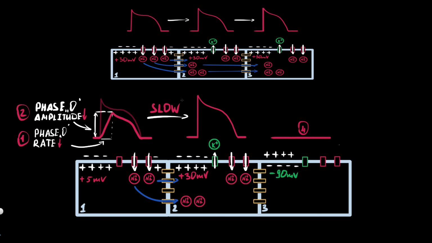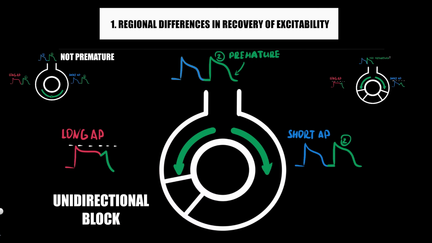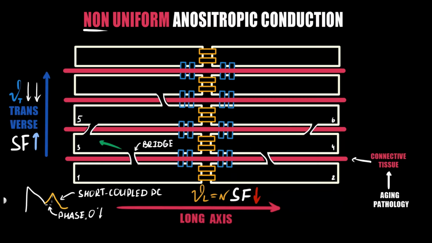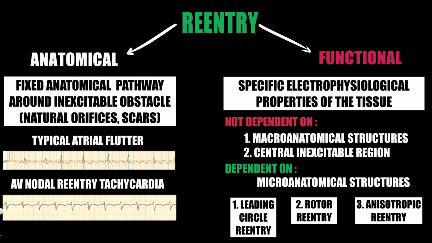In this video, you will see the three basic electrophysiological properties that are needed for successful reentry. Explanation why conduction into the transversal direction is slower than in longitudinal. And what is the difference between anatomical and functional reentry. You can use the timecodes to check the most relevant information for you.